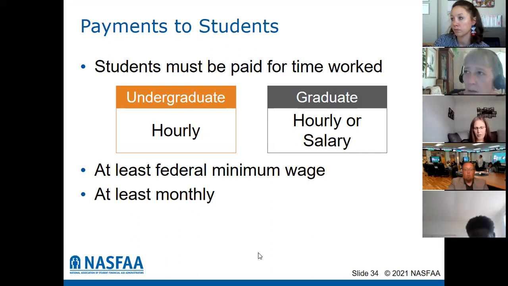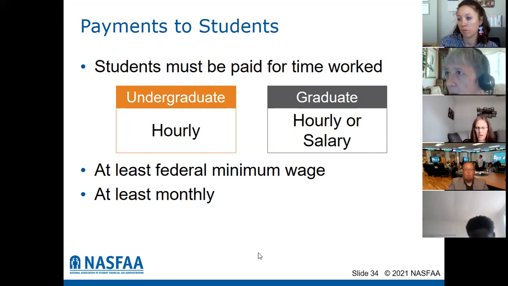Federal work study employers must pay students at least the federal minimum wage, which right now is $7.25 an hour. Federal work study workers may not be paid the minimum training wage otherwise allowed under current labor laws. Some states have set minimum wage levels higher than the federal level. If this is the case in the school's state, students must be paid the higher state minimum wage.